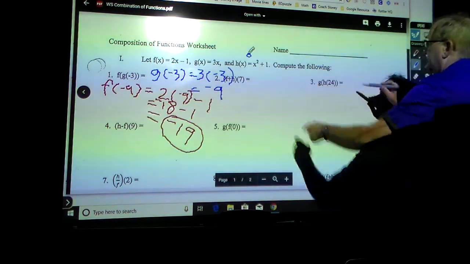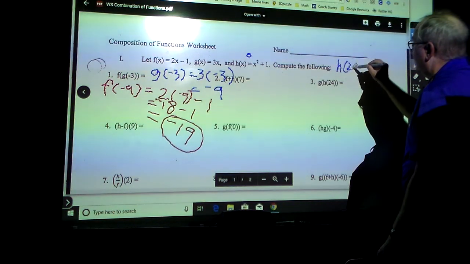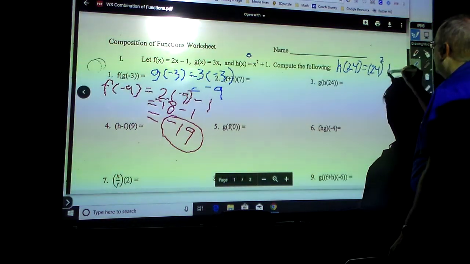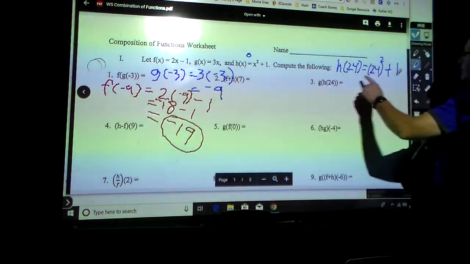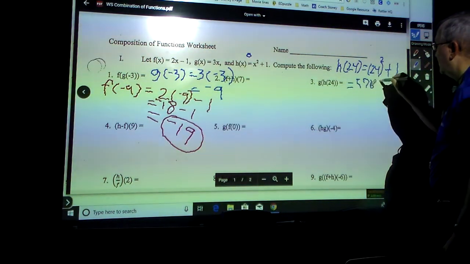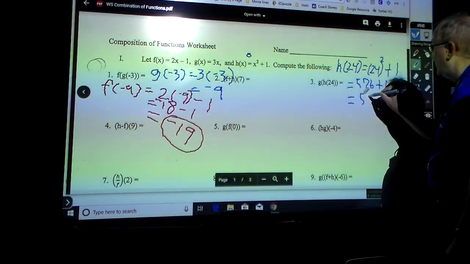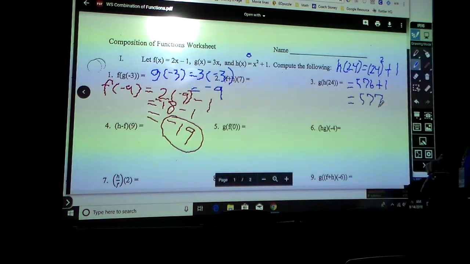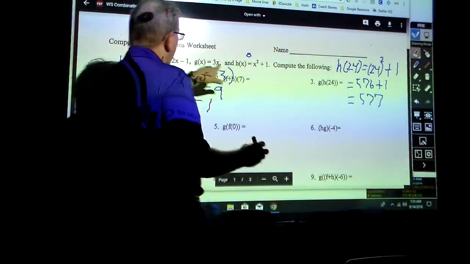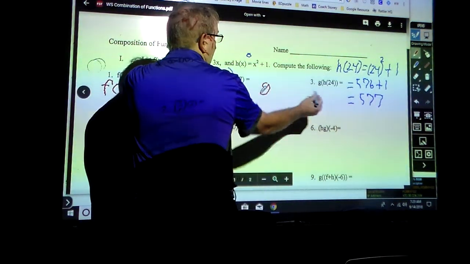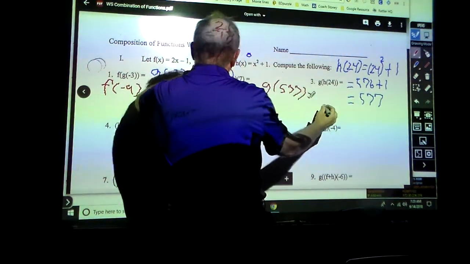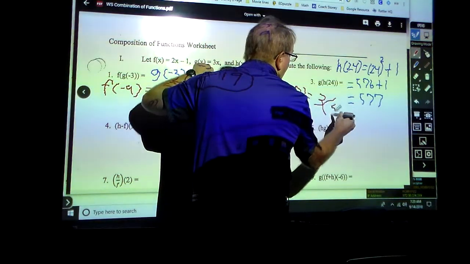So I'm going to replace this: h of 24 equals 24 squared plus 1. I took this function and replaced the x with the 24. Well, 24 squared is 576, plus 1 makes 577. That's not the answer, because now I'm going to put it into the g function, g of my answer of 577, which makes it 3 times 577.